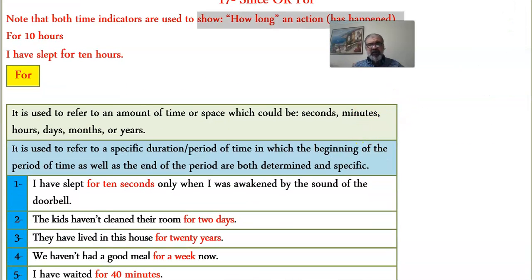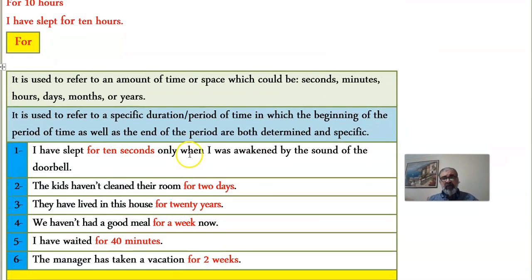Now we're going to start with for. It is used to refer, let's just take an example. The kids haven't cleaned their room for 2 days, or they have lived in this house for 20 years. I'll go back to example number 1 now, but let me just finish with example number 3 first. They have lived in this house for 20 years.